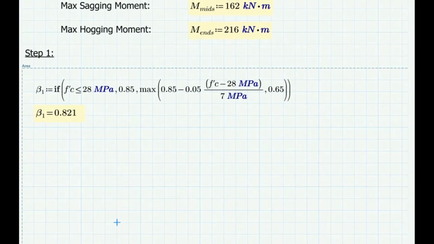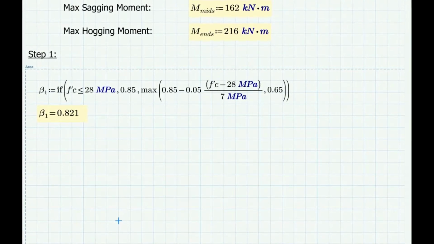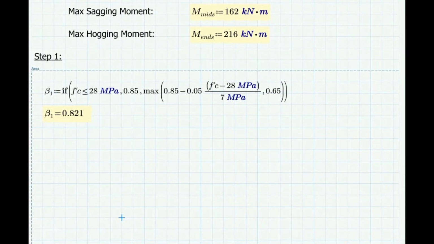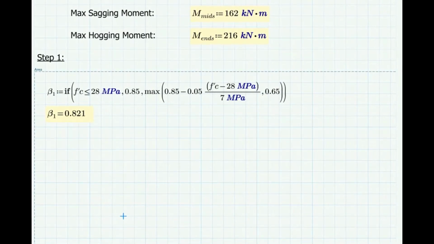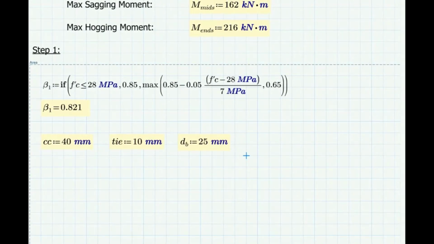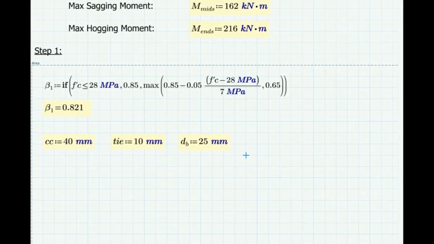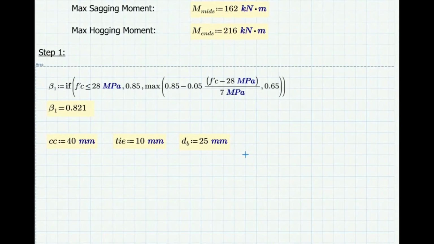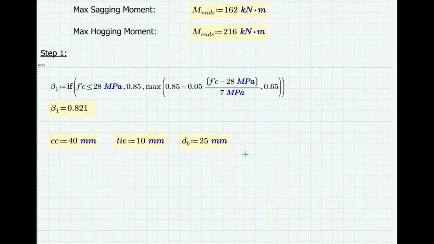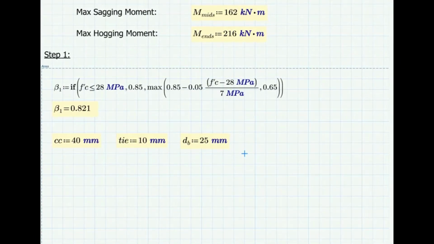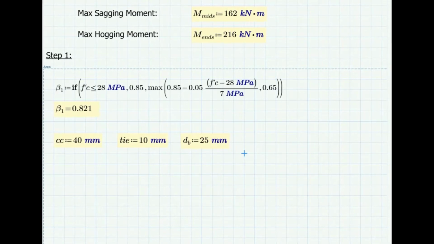First, we do the preliminaries by calculating the value of beta 1 and the effective depth. Beta 1 is the stress block multiplier discussed in my earliest video and is given by this equation. For this example, we will use a 40 mm concrete cover and a stirrups diameter of 10 mm. Stirrups, by the way, are needed for shear reinforcement. For this example, based on the size of the beam, I reckon a 25 mm diameter bar should be good enough.